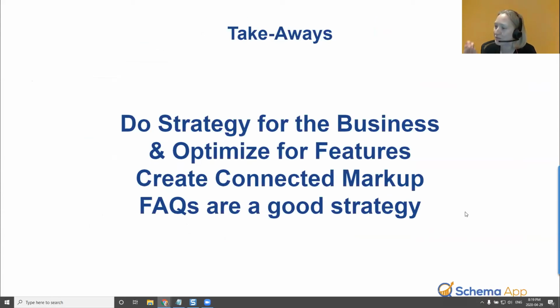Do the strategy for the business and then optimize for features. Instead of just thinking of schema markup as doing strategy for features, you're going to identify more connections, more opportunities, and also make sure that you're really aligned to those key business goals if you start with the business and then build it out. And hopefully that 5-step process will help you do that more quickly, especially as you get used to schema.org and trying to figure out what things are.